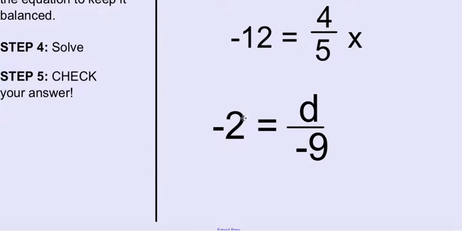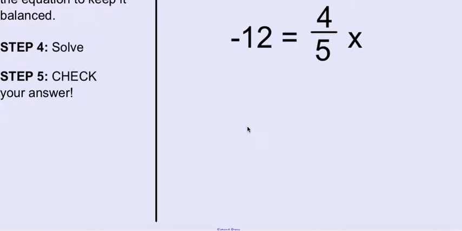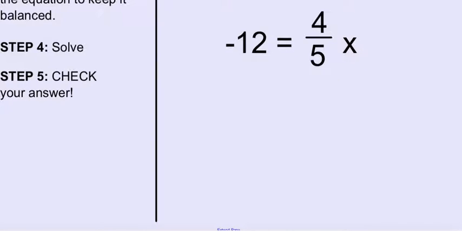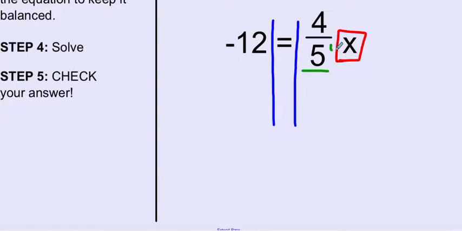In this next example, I have negative 12 equals 4/5 x. Same thing, step 1, set up your railroad tracks. Step 2, I need to do the inverse operation. In order to do the inverse operation, I need to know what's happening right now. So I know that I want to solve for this x. I know that on the same side of that equation is this 4/5. And I know that right now they are multiplying. So the inverse operation to that is dividing.